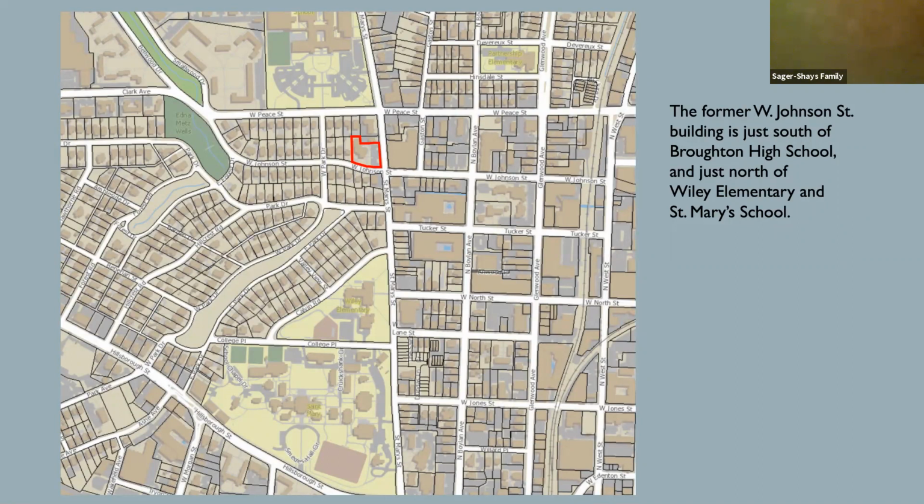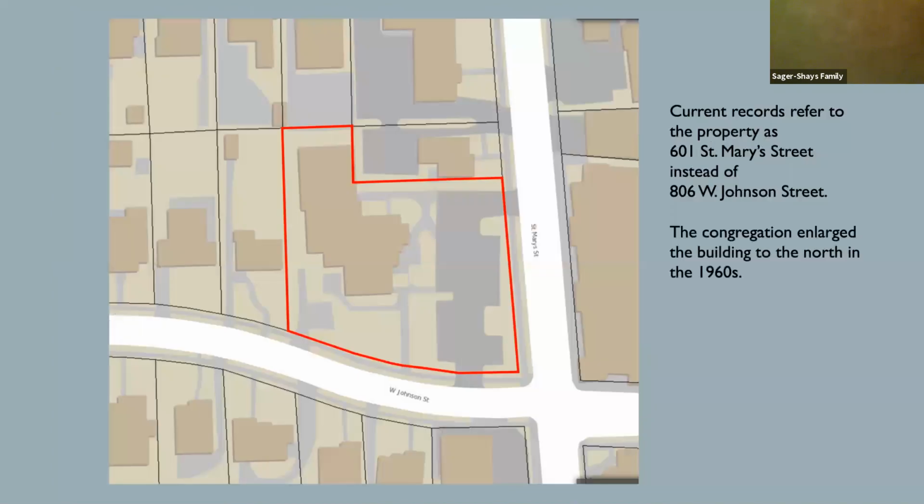This is a close-up view of the property as it is now. It is the corner of West Johnson Street and St. Mary Street. In point of fact, St. Mary's is really a much more prominent road than West Johnson Street in the layout of Raleigh. But I think you can understand why a synagogue would want to have an address on West Johnson Street rather than St. Mary's Street. The subsequent properties have used the St. Mary's side as the address.